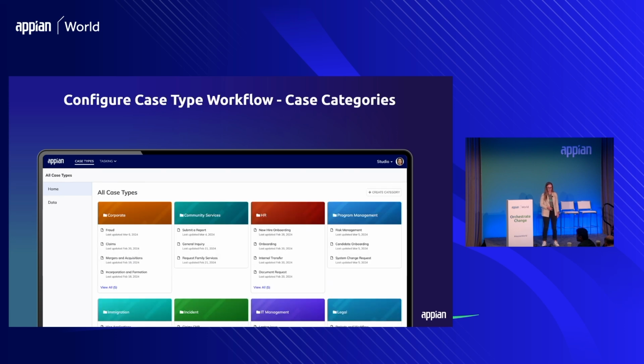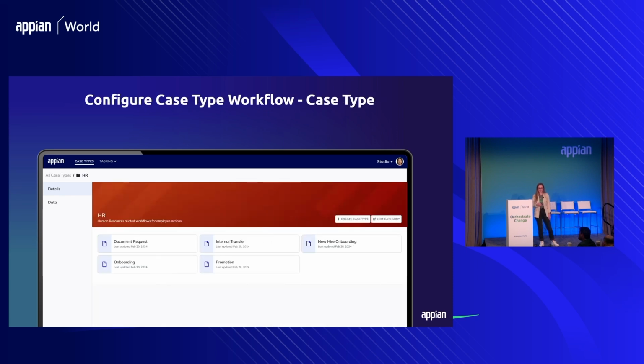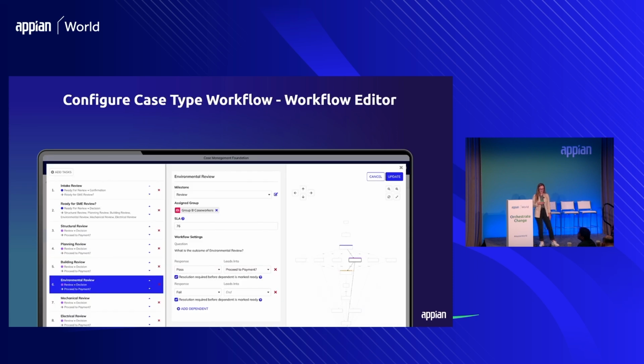So the first thing that you're going to do is create a case category. So let's say I have a number of case types that are associated with HR. I may create, shockingly, an HR category. From there, I'm going to go ahead and create a case type. And then I'm going to configure the workflow.